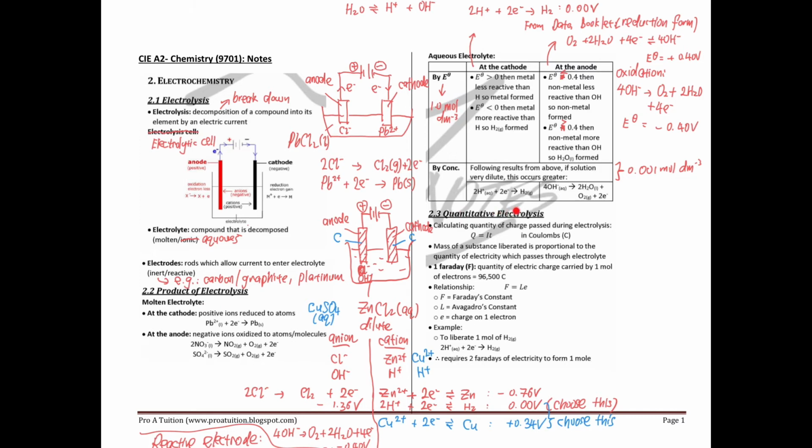So quantitative electrolysis is calculating how much product is formed. You can calculate the mass of the product formed, or you can calculate the moles of the product formed. Calculate the quantity. So this involves some physics concept, the electricity concept. So first point, calculating quantity of charge passed during electrolysis.